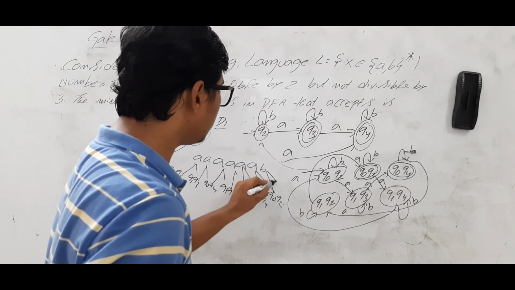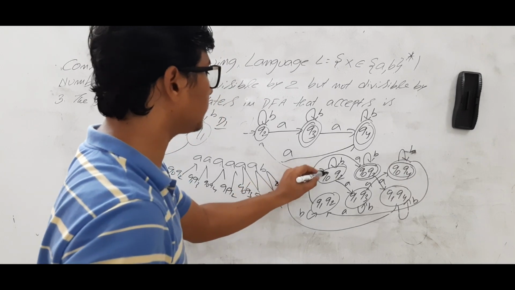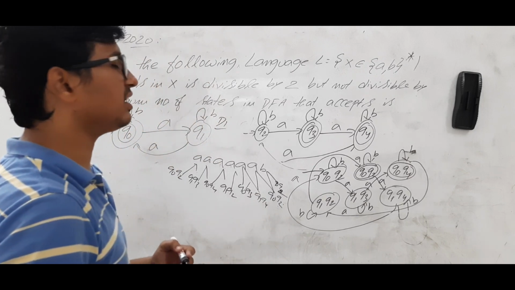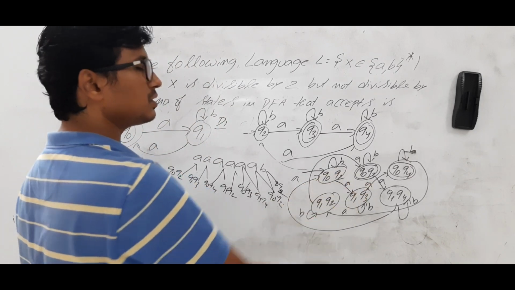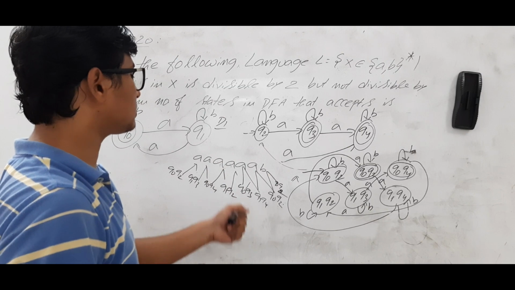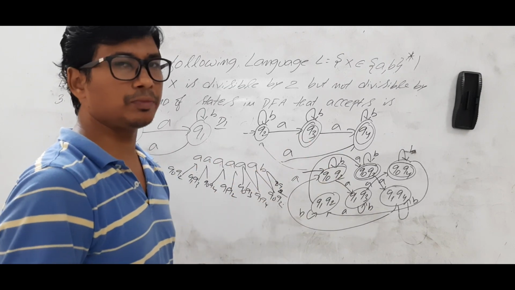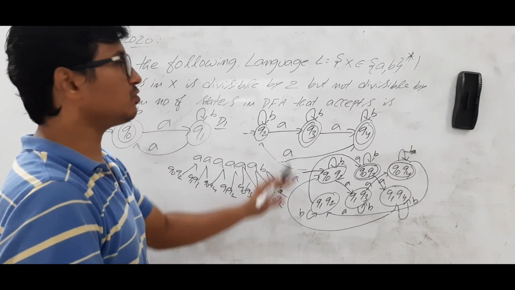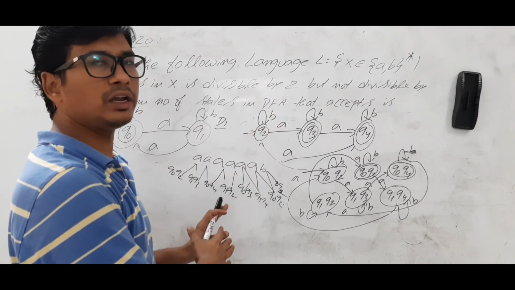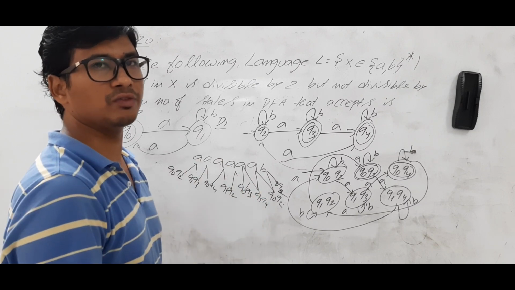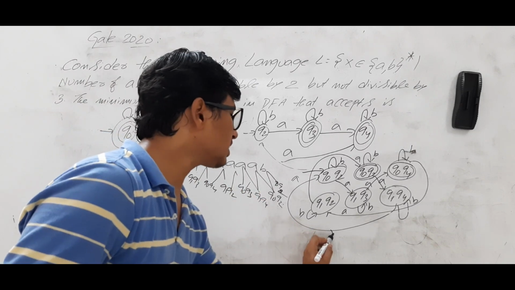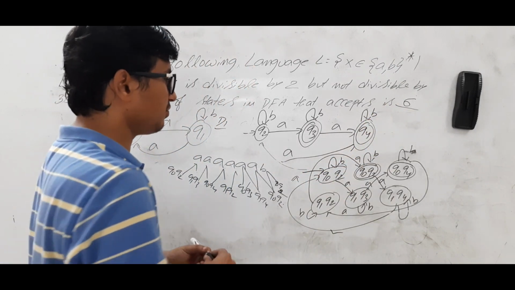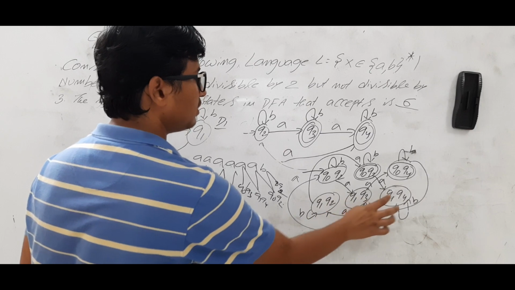Q0, Q2 on B goes again to Q0, Q2 only, because it stays on this state. Now check: is Q0, Q2 a final state or non-final state? It is a non-final state. So the string will not be accepted by the DFA. This DFA accepts the strings which belong to language L, and does not accept the strings which do not belong to language L. So this is the correct DFA, and the answer for this question is a minimum of 6 states. If you see, 1, 2, 3, 4, 5, 6.